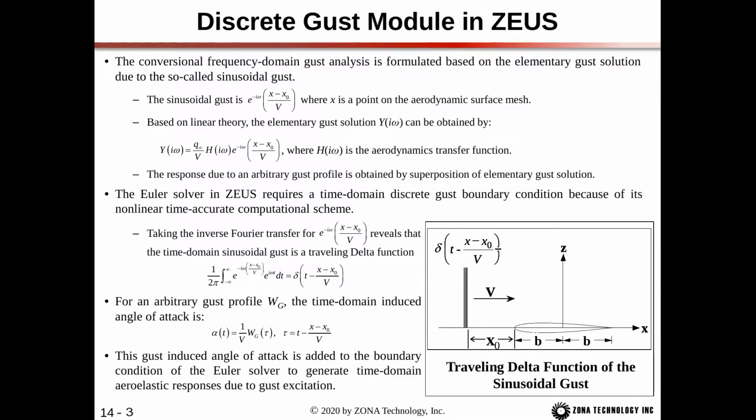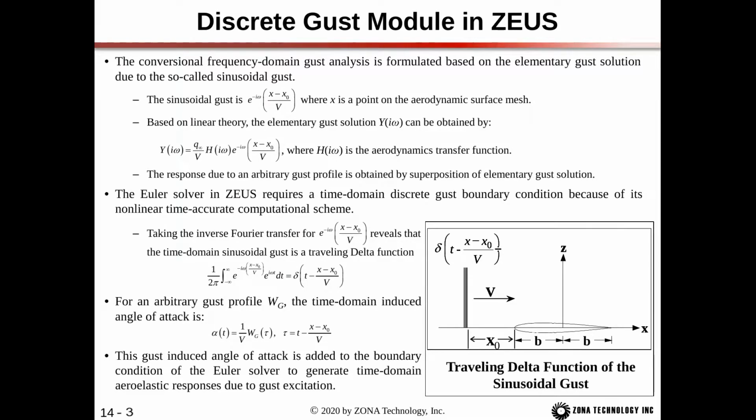Now, the Euler solver in ZEUS requires a time domain discrete gust boundary condition because of its nonlinear time accurate computational scheme. Now, if we take the inverse Fourier transform of e to the minus i omega times (x minus x naught) over V, it reveals that the time domain sinusoidal gust is a traveling Dirac delta function. So it's just delta of (t minus x naught over V).